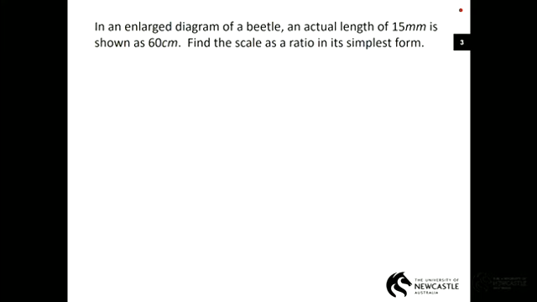Now we've got another one, scale to actual. We're talking about a large diagram of a beetle. So the numbers are going to be the other way around. That one then was a big distance being represented by small. Now it's a small beetle being represented by a big diagram. But it's still the same direction.